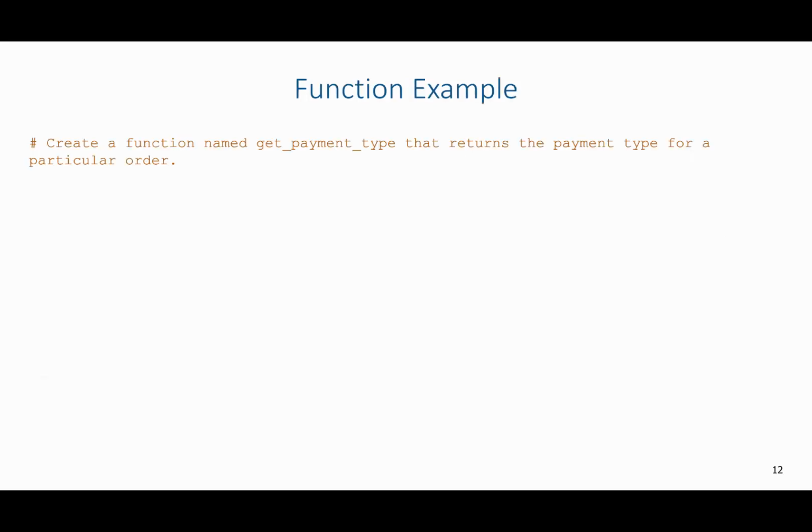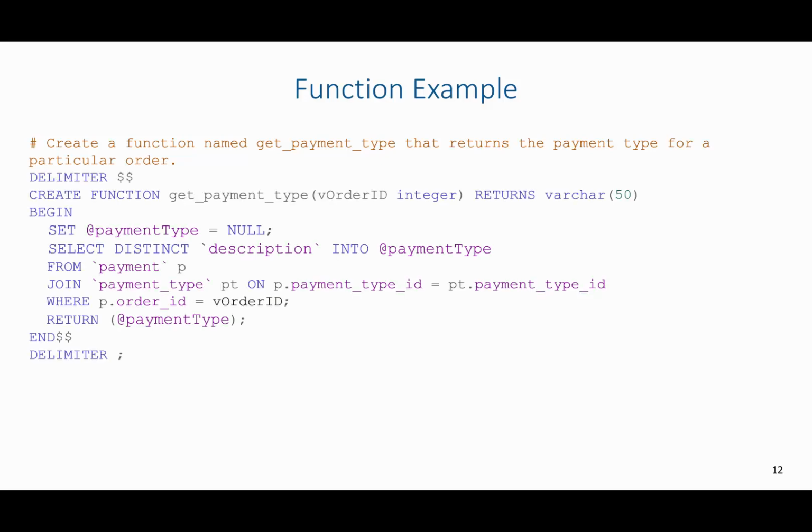So let's go over an example. If I asked you to create a function named getPaymentType that returns the payment type for a particular order, what we can do is specify the delimiter and then we can say create function getPaymentType. What we're going to do is pass in the order. So we'll have a variable of vOrderID. This is going to be an integer. Then what we want to return is a varchar 50 representing the payment type that's going to be returned.